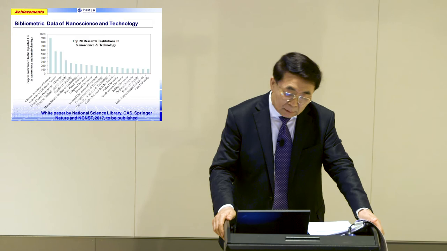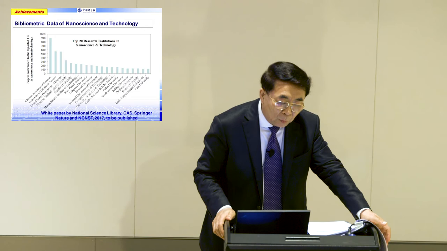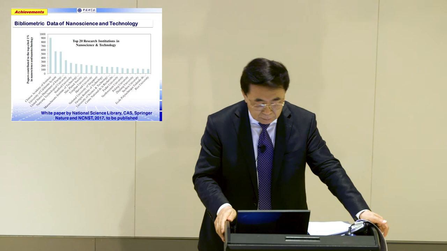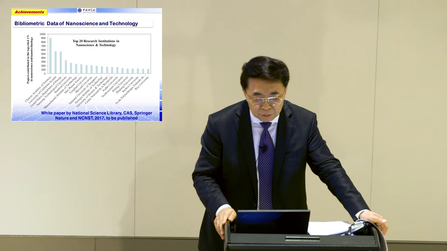The y-axis is the papers contributed to the top cited 1% in nanoscience and nanotechnology. We are not talking about the total papers published, just the top cited 1% nano papers. This lists the top 20 research institutions in nanoscience and technology.